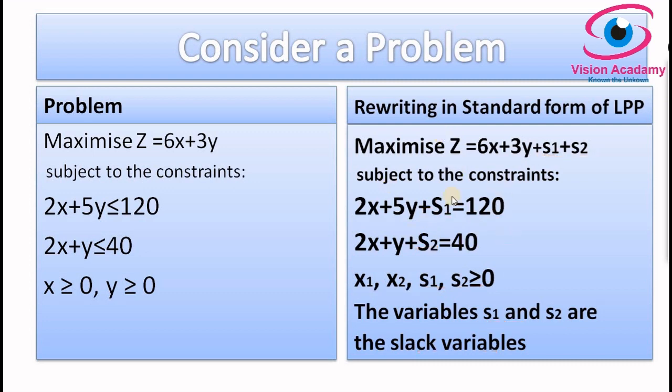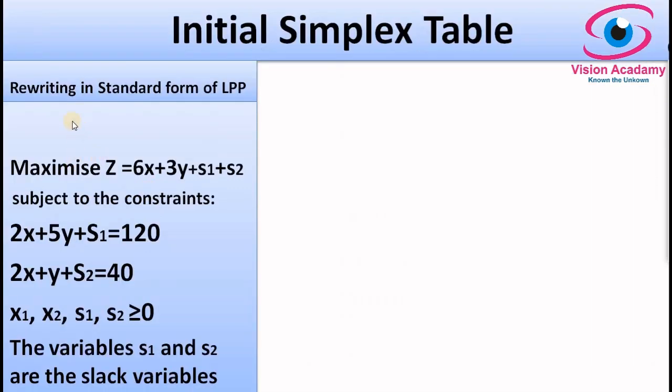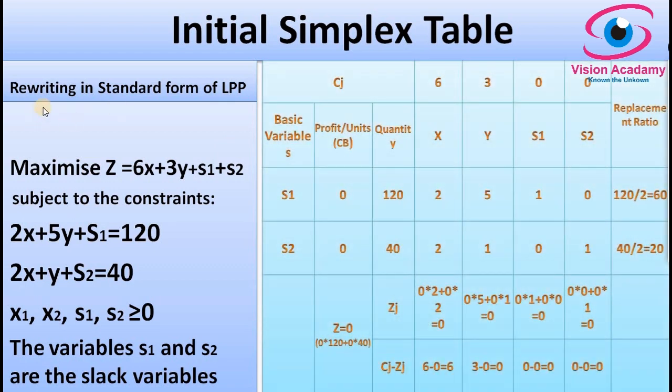Then let us fill this information into the simplex table. On the left side I have copied the standard form of LPP that we wrote in the earlier slide. Here I will show you how to insert that standard form of LPP information into the initial simplex table. This is the initial simplex table. So here are the Cj values, and x, y, s1, s2 are the decision variables in the objective function, and the coefficients of the decision variables I have also written here.